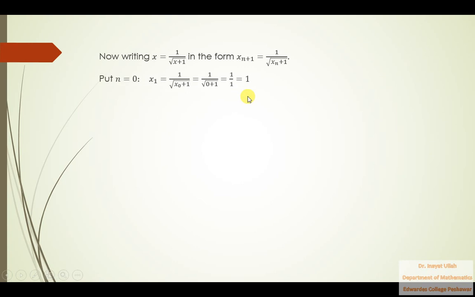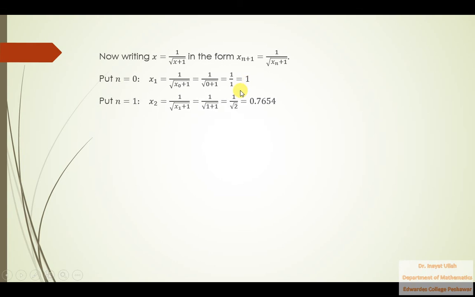So first of all, let us put n equal to 0 in this equation. Xn plus 1 is equal to 1 by square root of xn plus 1. So whenever we put n equal to 0, we will get x1 on the right hand side and x naught on the left hand side, but x naught is given to us, that is 0. So 0 plus 1 is 1, and the square root of 1 is 1, so that is 1 by 1, which is 1. It means that x1 is equal to 1.